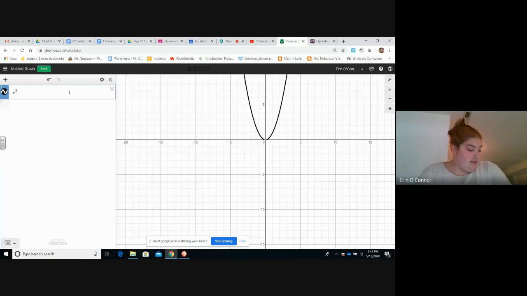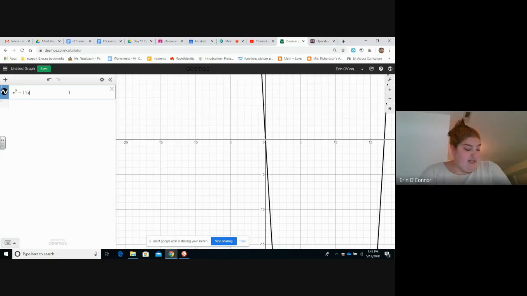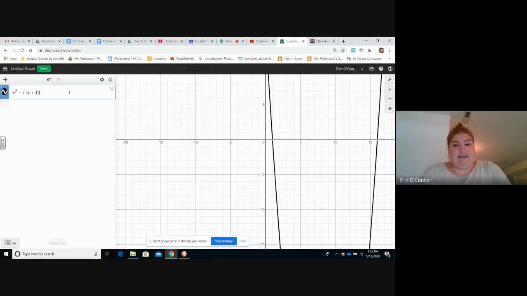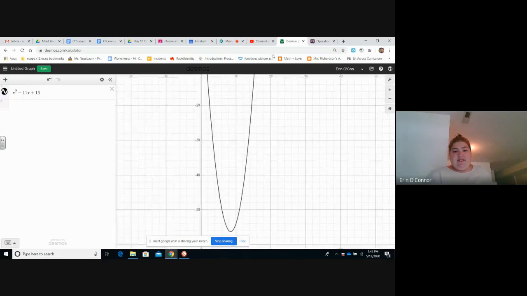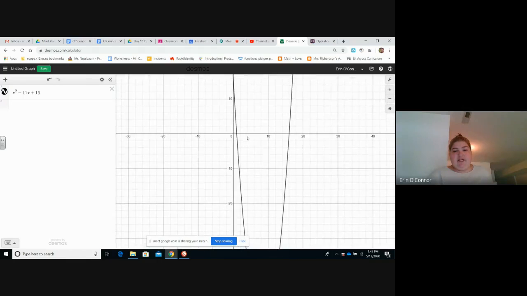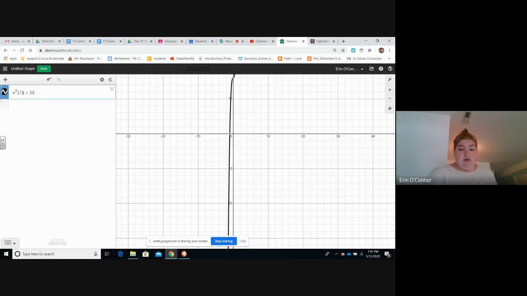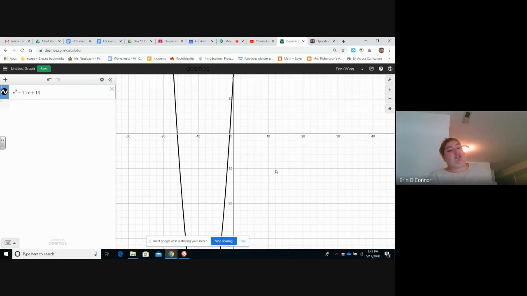So I have x squared minus 17x plus 16. So zooming out, this minimum is in the fourth quadrant, and it has 2 positive zeros. So the first one works. Let's see if the rest of them do. This one has 2 negative zeros. They're on the left side. It's negative 16 and a negative 1.